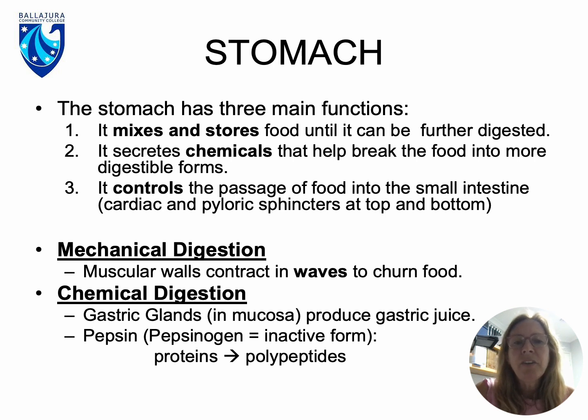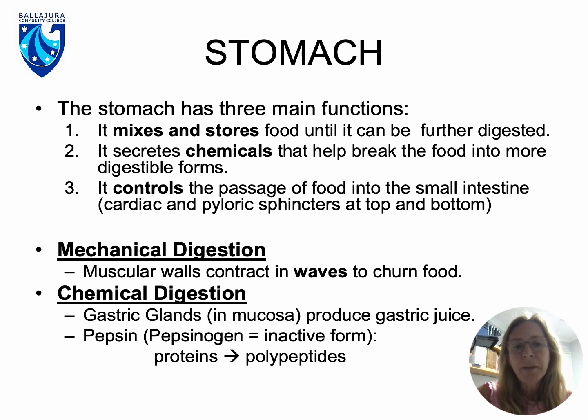The stomach itself has three main functions. So it mixes and stores the food until it can be further digested. Food stays in the stomach on average for between 2 and 8 hours. The stomach also secretes chemicals that help break the food into more digestible forms. I'll talk in a little bit of detail about those in a couple of slides' time. It also controls the passage of food, so the movement of food, into the small intestine. So the cardiac sphincter is at the top of the stomach, the pyloric sphincter is at the bottom.